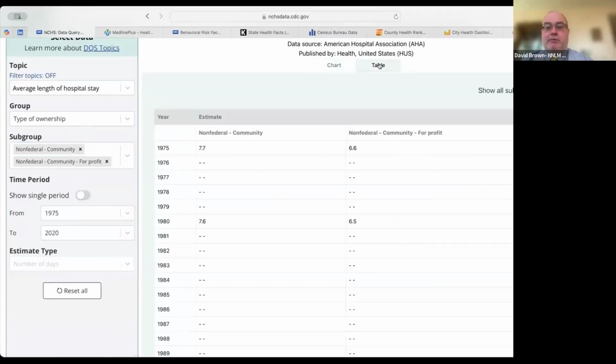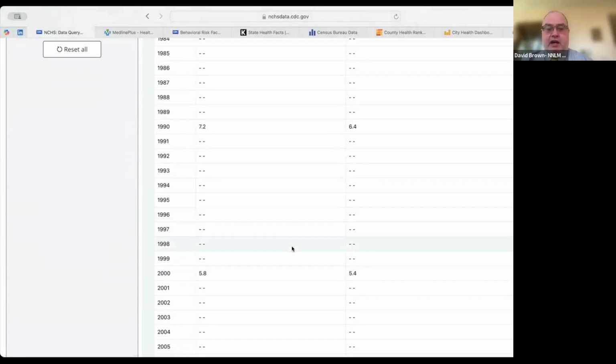Another thing you can also do is put it in tables, in table view. So that also is a way to look at it.